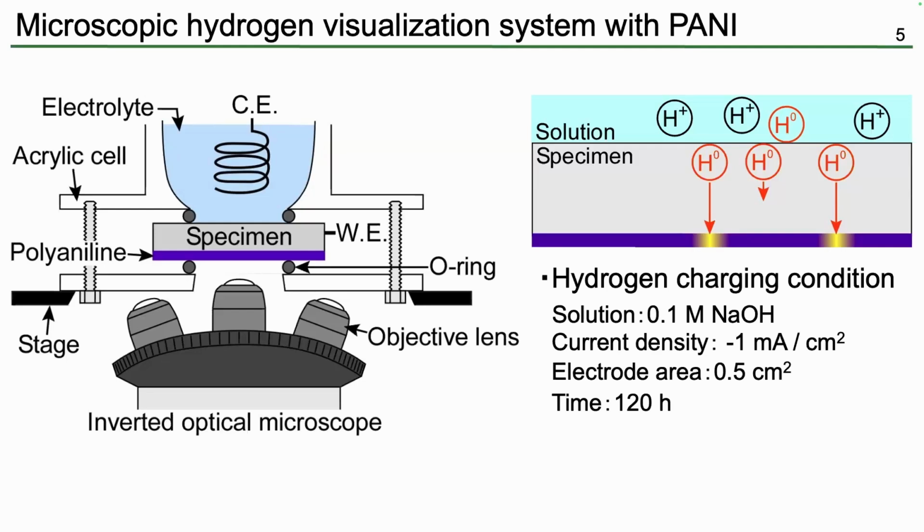During the hydrogen visualization test, hydrogen charging was conducted in 0.1 M sodium hydroxide under these conditions. So this is the optical image of the polyaniline before hydrogen charging. Before the test, the color of the polyaniline is purple. This is a scratch, intentionally made to confirm the observation area was not moving during the test. So here I show you the video, and here I show you the hydrogen charging time.